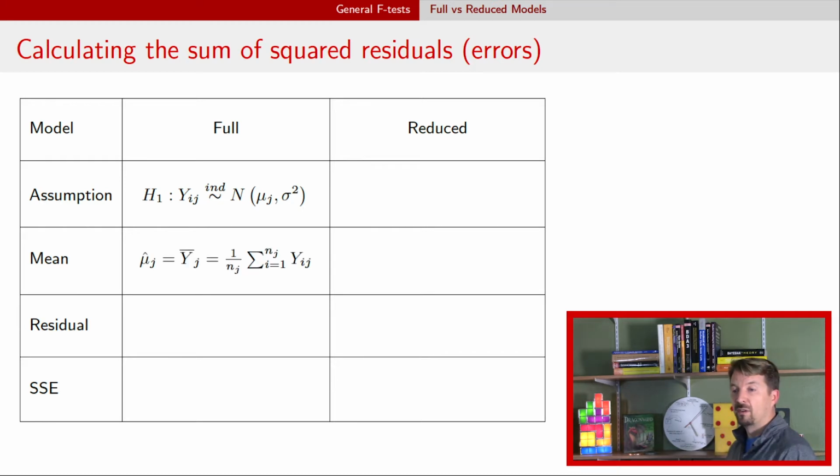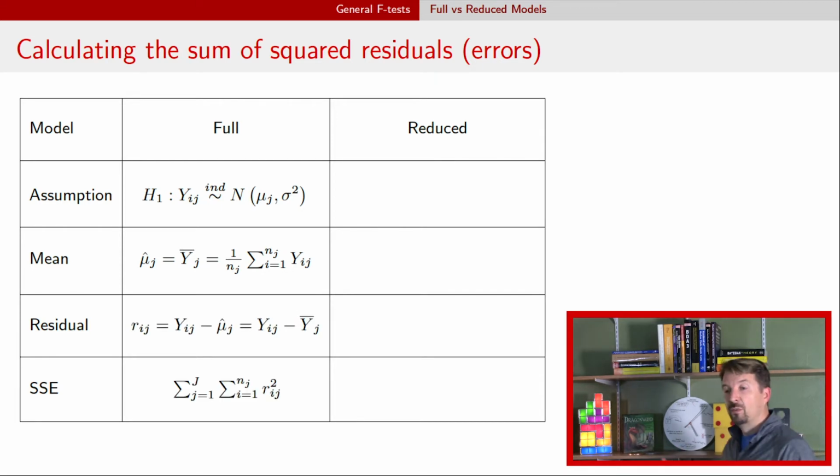For the full model, we fit a different mean for each group simply by taking the average within the group. We had those yj bars, and then we calculate residuals relative to those group means. So we take each of the observations, subtract the group means, and that gets our residuals. We take those residuals, square them, and add them up, and that is what we have for our sum of squared errors.